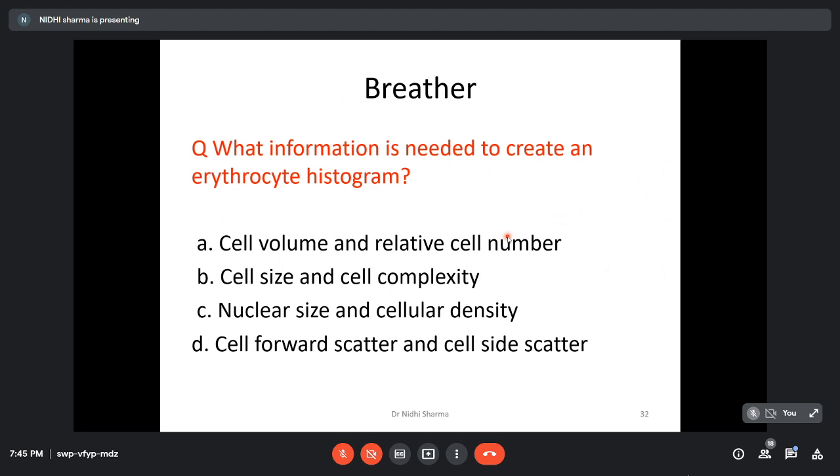So, what information is needed to create an erythrocyte histogram? If you have absorbed what I have been talking about till now, whether it is the cell volume or the cell number, whether it is the cell size and the cell complexity, whether you are talking about nucleus size or cellular density, whether you are talking about cell forward scatter and cell side scatter. Well, B, C and D are features like cell complexity, what is inside the nucleus, something that you will be more concerned with once you're talking about a nucleated cell, that is the WBC population. Our RBC is an anucleate cell, and just the cell volume and the number of cells is enough for the analyzer to create a histogram. So the answer here would be A, that you just need the cell volume and the relative cell number to give you an erythrocyte histogram.